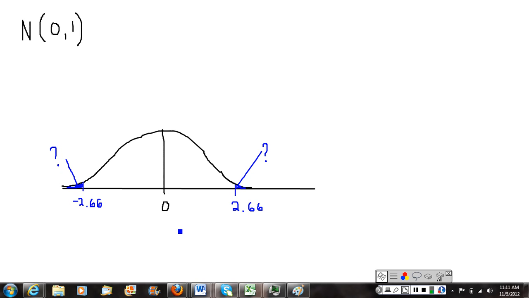So we can think about, do we want to use the inverse norm command or the normal CDF command here? Whenever we're given a value on the horizontal axis and we're looking for an area, normal CDF will tell us the area. So we can use normal CDF. We're going to use norm CDF here.